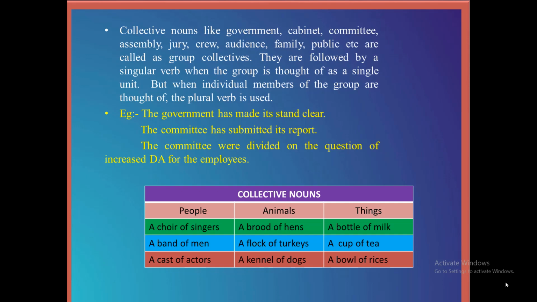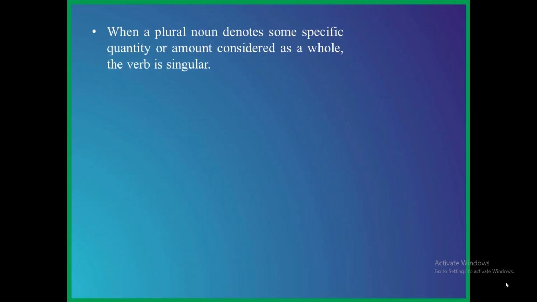So instead of using the same word group for everything, if you are able to understand or know the collective nouns, it would be easy for us to frame sentences. Next, when a plural noun denotes some specific quantity or amount considered as a whole, the verb is singular. Of course, the noun may be plural, but if it is taken as a whole, not as each and everything in the noun, if it is taken as a single unit, you are supposed to use only a singular verb.